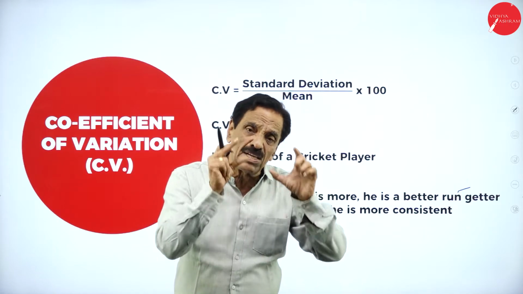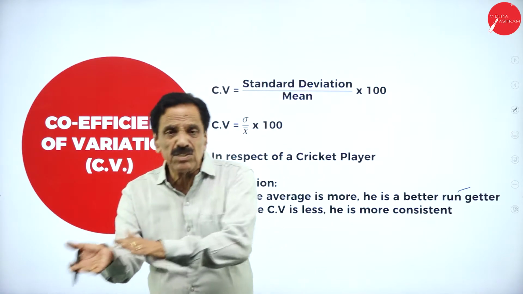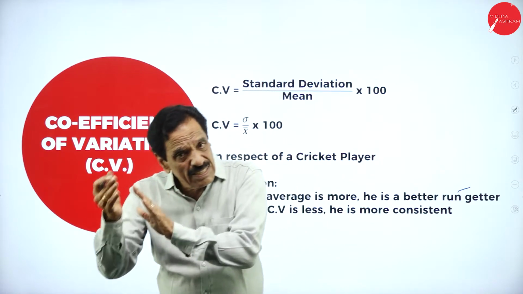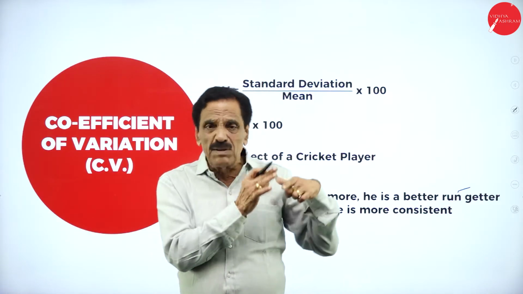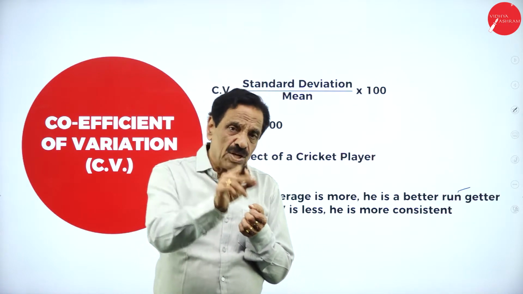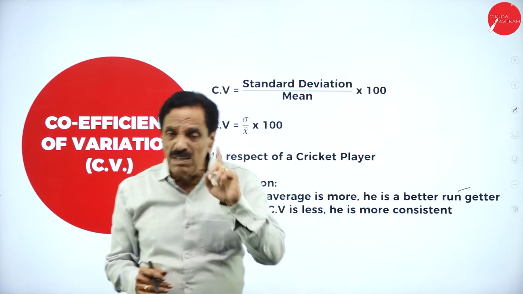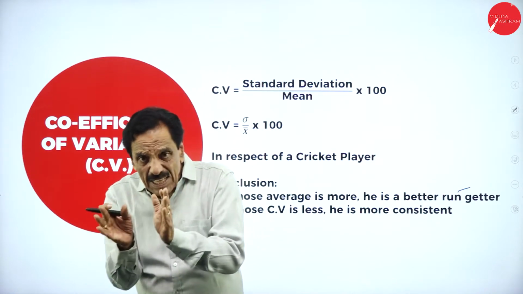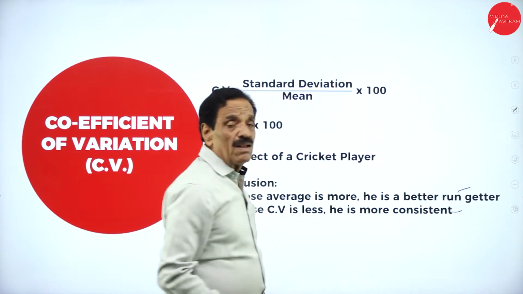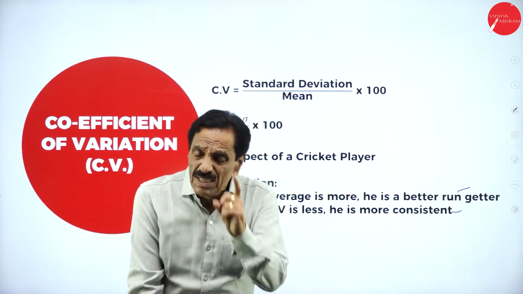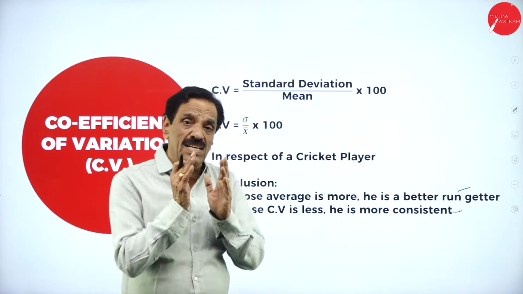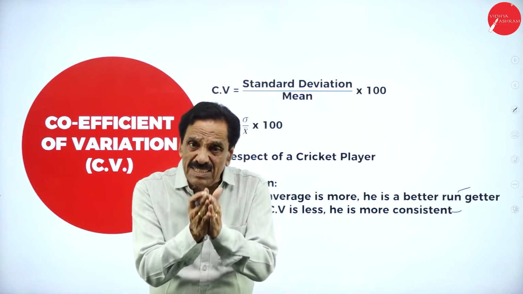Whose CV, coefficient of variation, when you compare match to match: one scored 25, another 35, another 36, another 46. This is one player. Another man scored 100 in the first match, next 0, 0. Whom to believe? The first man, because his variation is less. That's why he is called more consistent. Whose average is more, he is a better run getter. Whose CV or variation is less, he is more consistent.